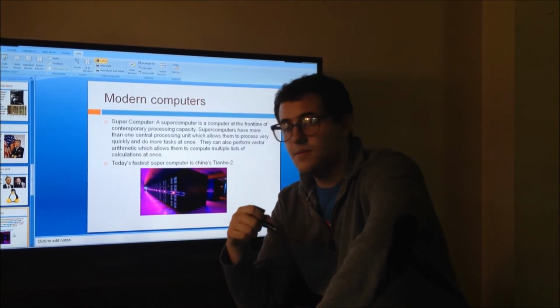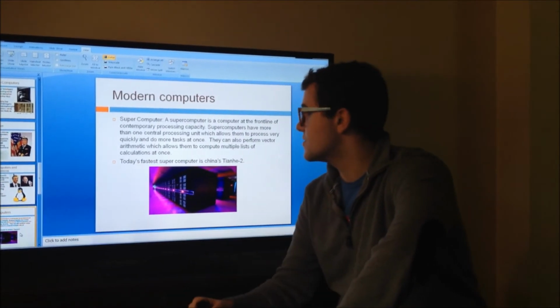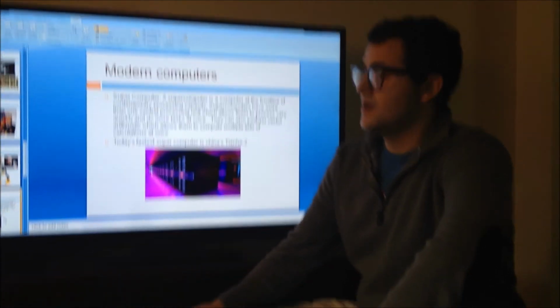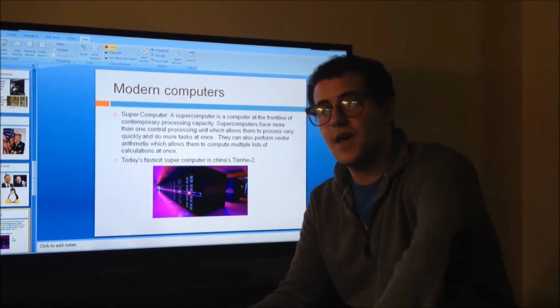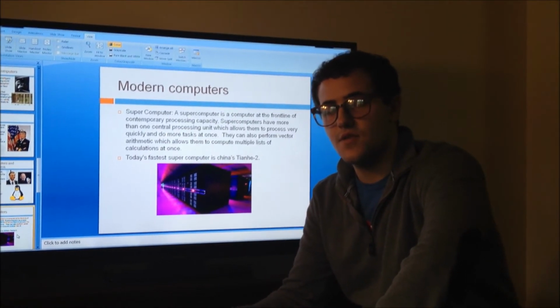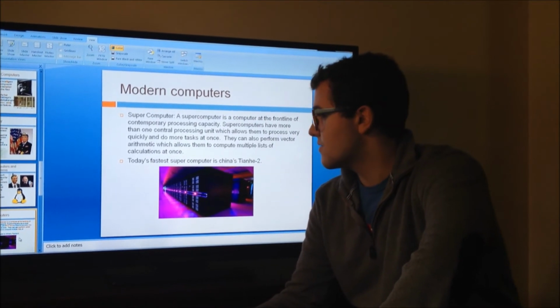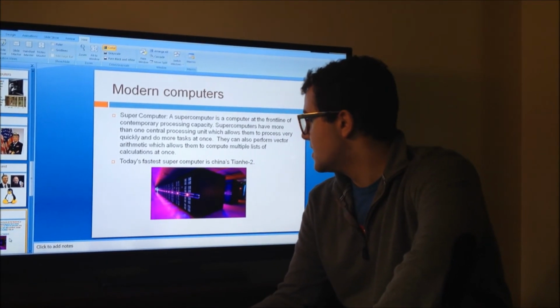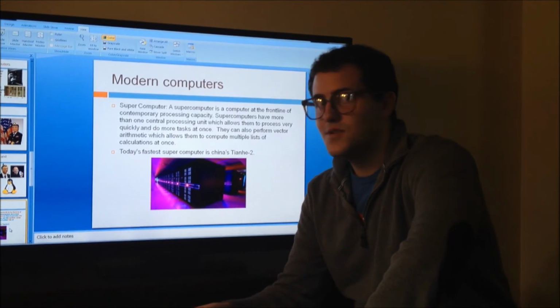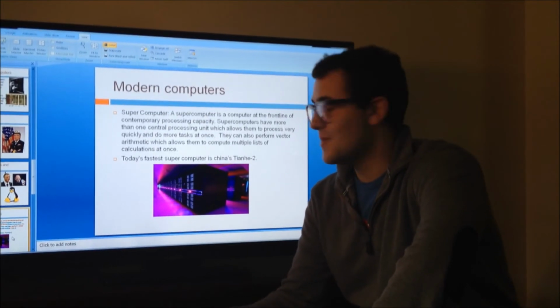The age of modern computers has brought us the supercomputer, which is a computer made up of thousands of processing systems that can solve arithmetic faster than ever. The world's fastest is the Chinese Tianhe-2, which means the Milky Way 2.